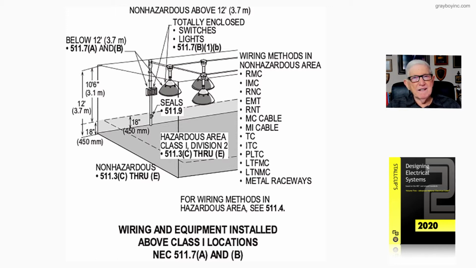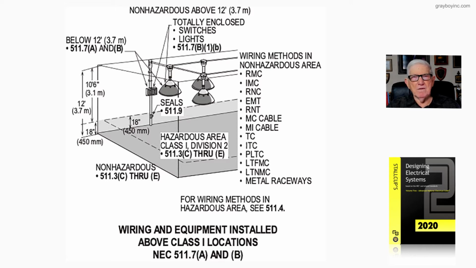We look at the 18 inches above the floor, and if you do not change the air 4 times per hour, then it's considered a Class 1 Division 2 location. Then you need to be above the 12-foot line there where your lighting fixtures are shown. Or you have to have your totally enclosed switches and lights in accordance with 511.7 B1 little b, as you see with those arrows pointed to the switch and to the lights.